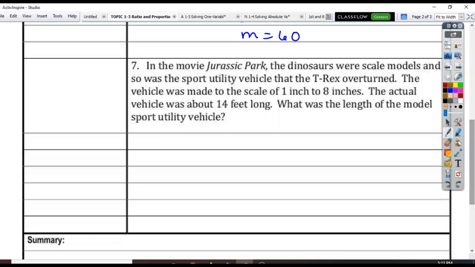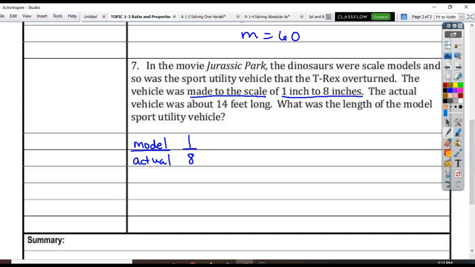In the movie Jurassic Park, the dinosaurs were scale models, and so was the sports utility vehicle that the T-Rex overturned. That's in Jurassic Park, the very first one. The vehicle was made to scale. Okay, it's made to scale. So it's 1 to 8. So there's my ratio, 1 over 8. Now we got to think about this. You're looking at models, okay? So a model would be the smaller number. Here's the model. This one would be your actual size.